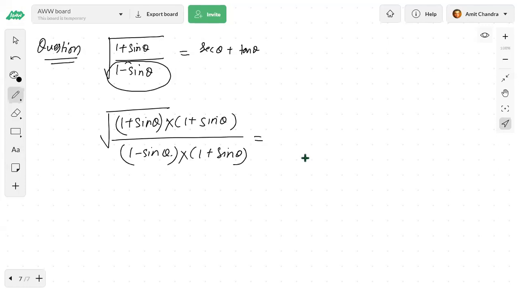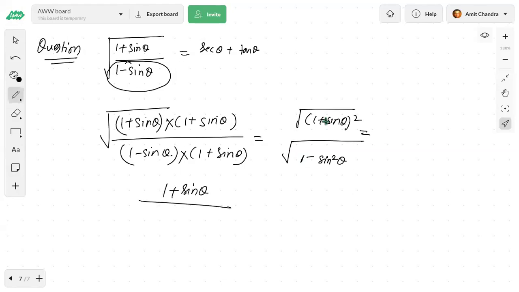So the denominator will become under the root of 1 minus sine square theta, and in the numerator we will get (1 plus sine theta) whole square. So this will simply become 1 plus sine theta divided by, 1 minus sine square theta is cos square theta, so this will become cos theta. So this will become sec theta plus sine theta by cos theta, which is tan theta. Sec theta plus tan theta. Okay, hence proved.